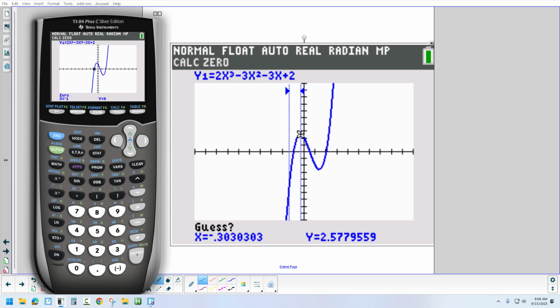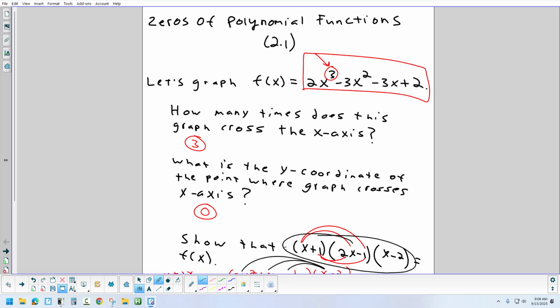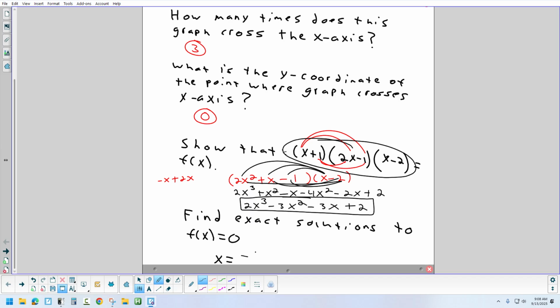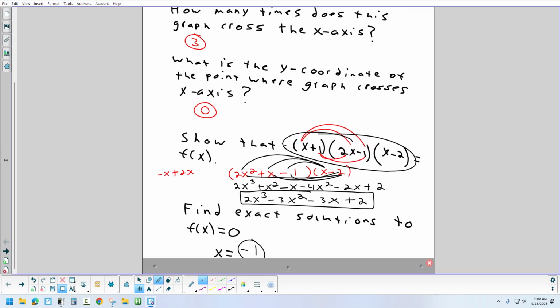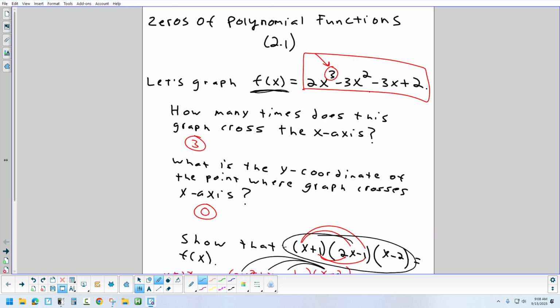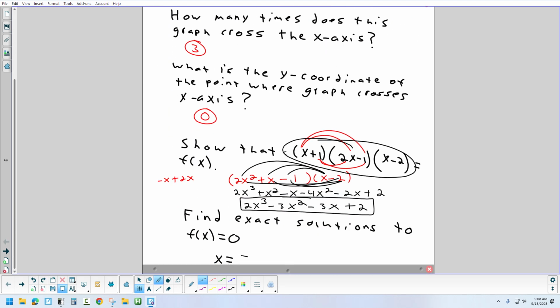So hit enter one more time, and look what it says for the first 0, -1. So that means if you plug -1 into this original formula for x, you will get 0 for y. -1, 0 is one of the x-intercepts. So that's one of them. Okay, let's see if we can find the other ones.